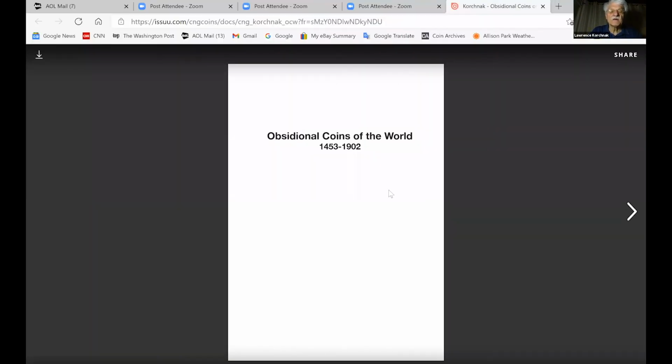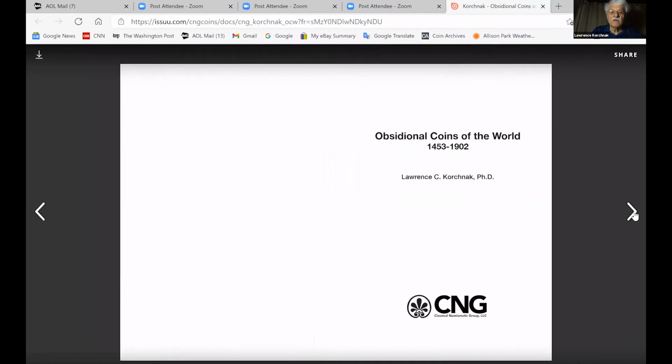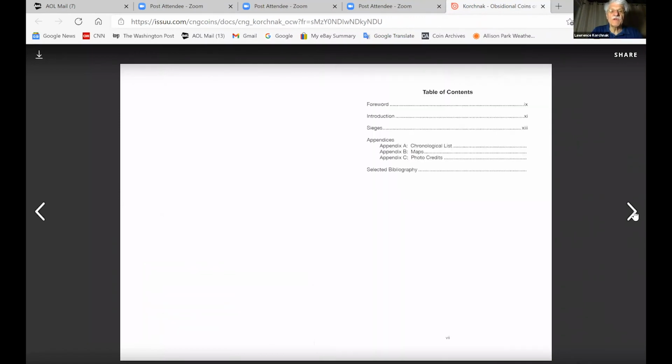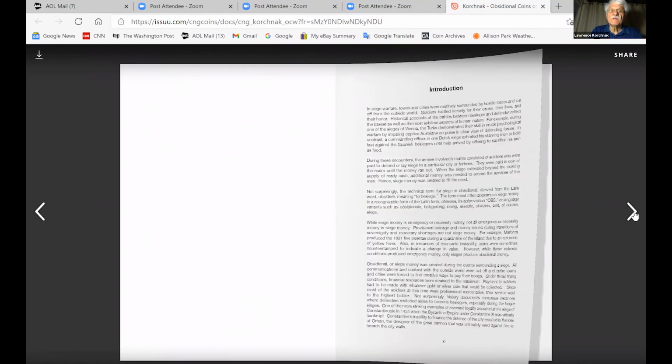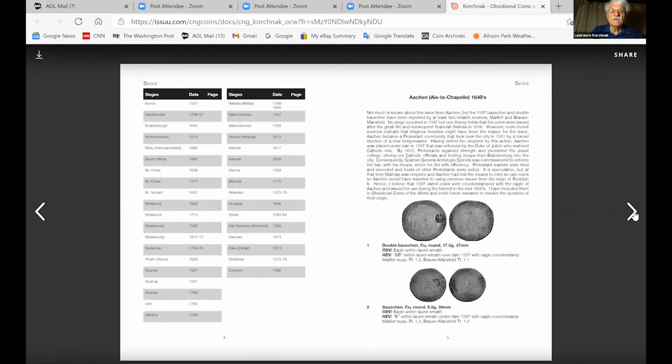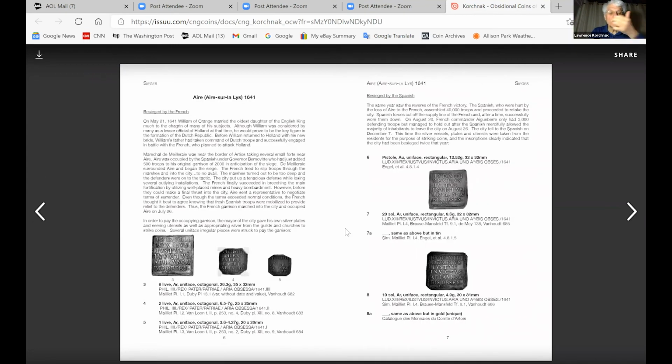Yes, we're just working on it. It's being published by CNG. And let me see if I can get to a page and show you what it is. Introduction. This is where it's basic. All right, we'll leave this page. The book will include a brief description of the siege and a listing of every siege coin.